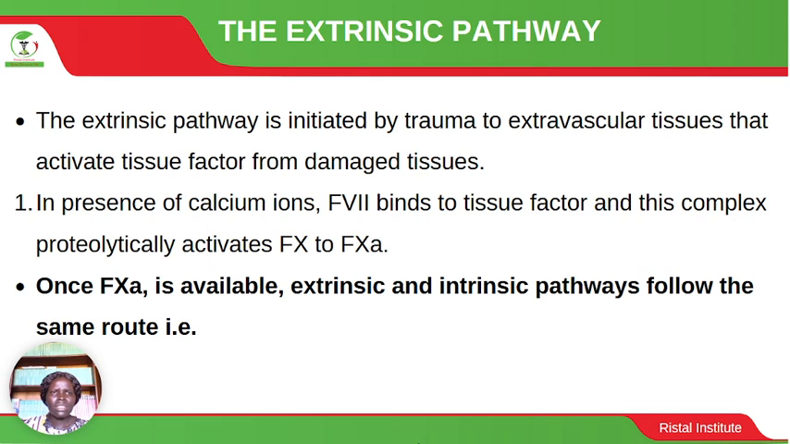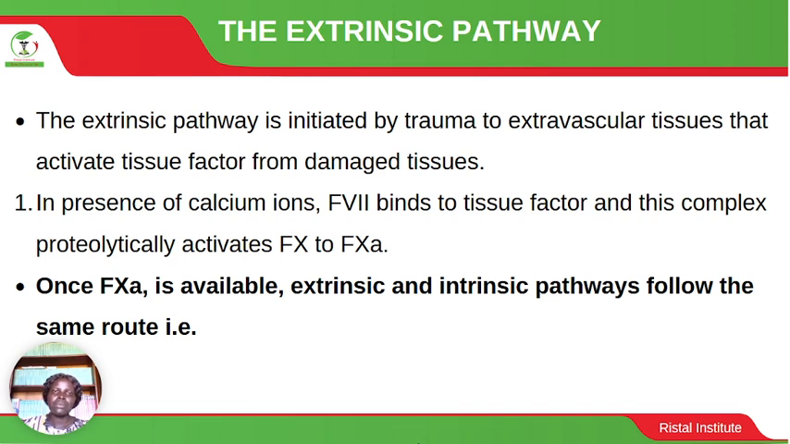So the extrinsic pathway is initiated by trauma to extravascular tissues that activate tissue factor from damaged tissues. In presence of calcium ions, factor 7 binds to tissue factor, and this complex proteolytically activates factor 9 and factor 10 to factor 10A. So once factor 10A is available, extrinsic and intrinsic pathways follow the same route.